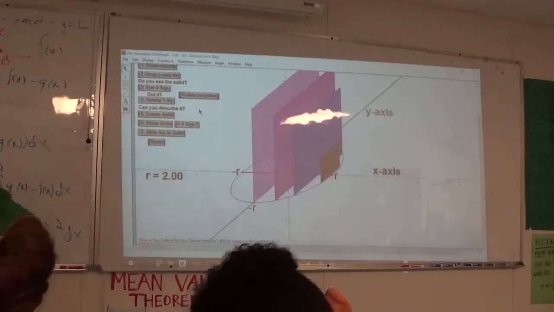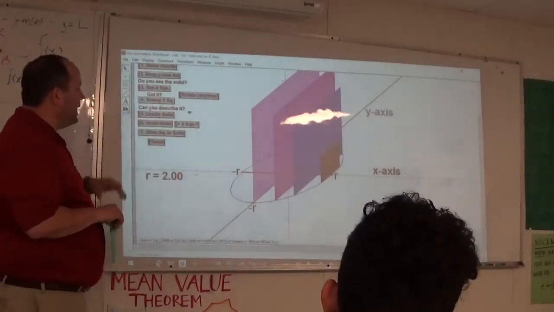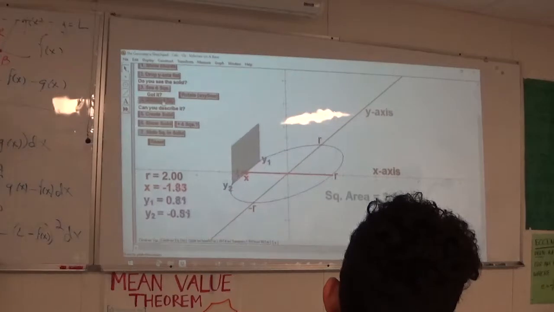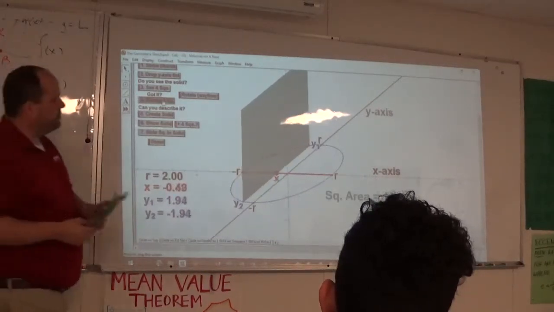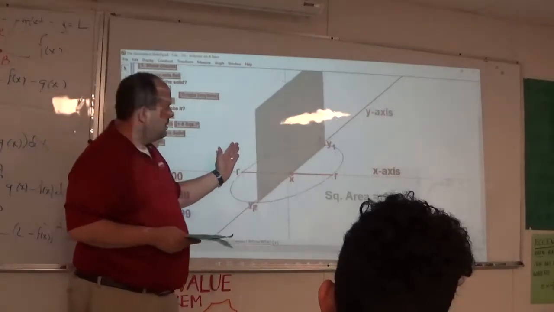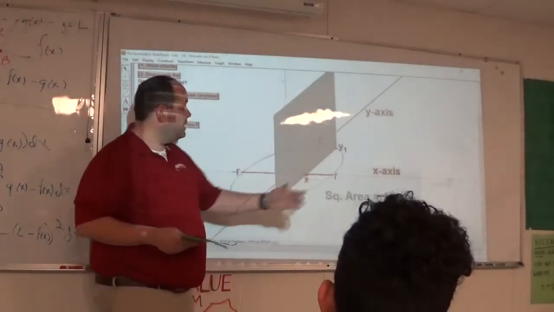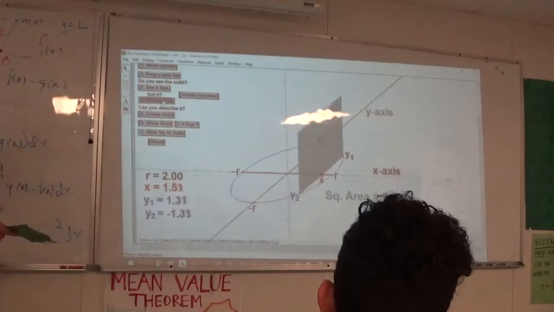Okay, Paul, can you show me sweep one square? Check it out. So that's representing one square as it moves from one side of your circle all the way to the other. Paul, can you click on Create Solid?